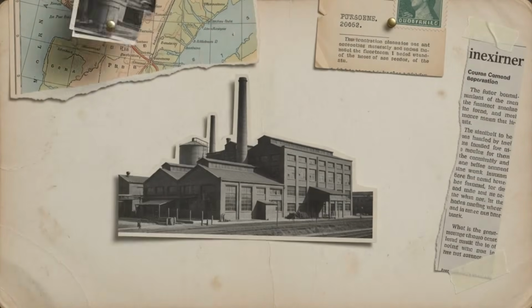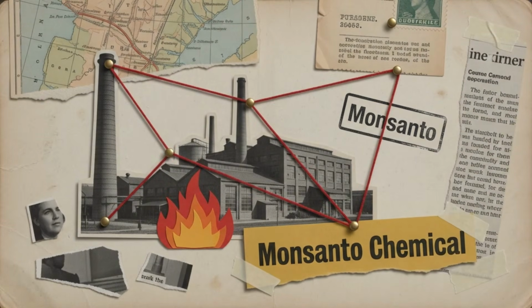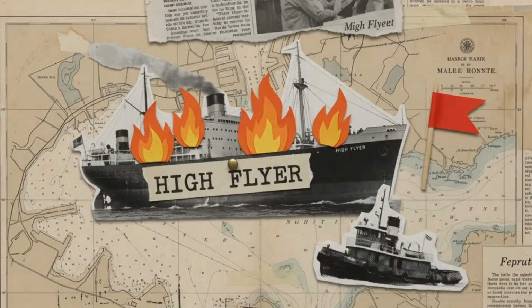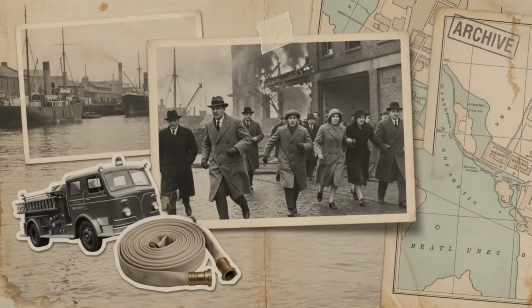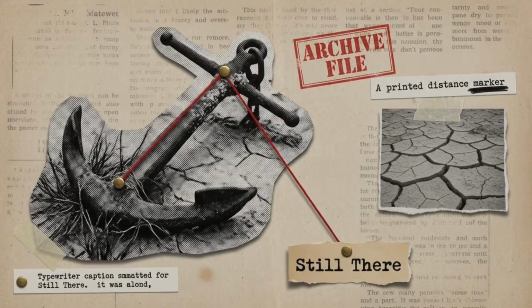Fires spread to the Monsanto chemical plant next door. In hours, a second ship, the High Flyer, catches fire on the same dock. Rescue crews pull back, remembering what came before. The anchor still sits where it landed, half a mile from the water.